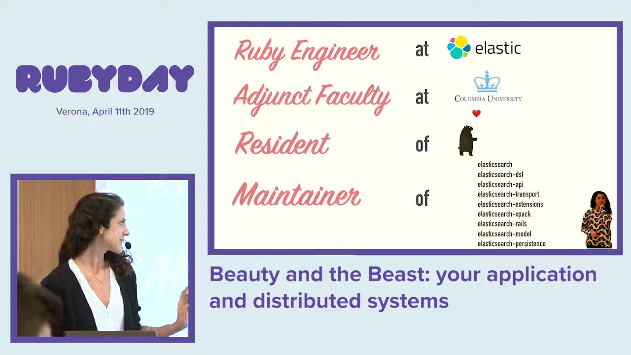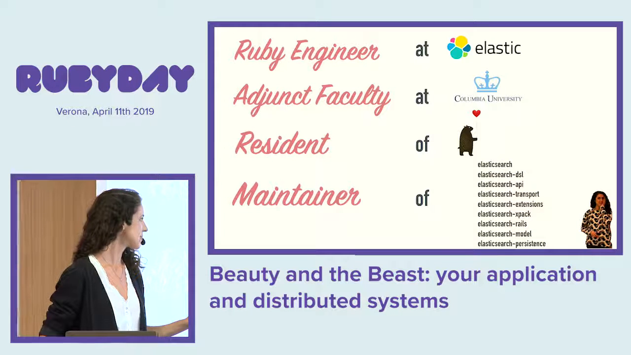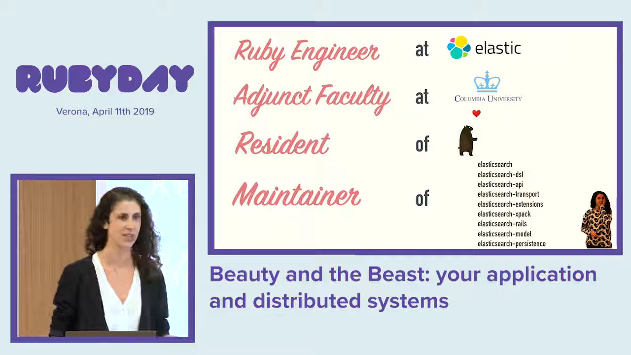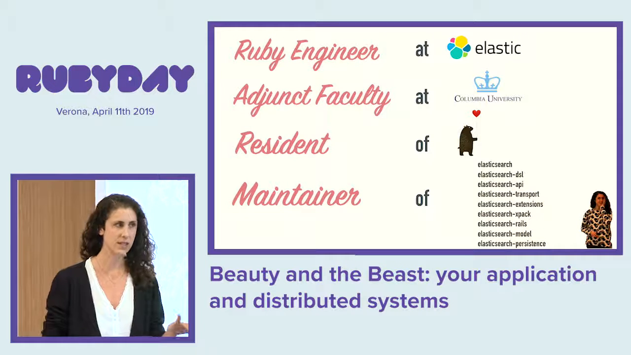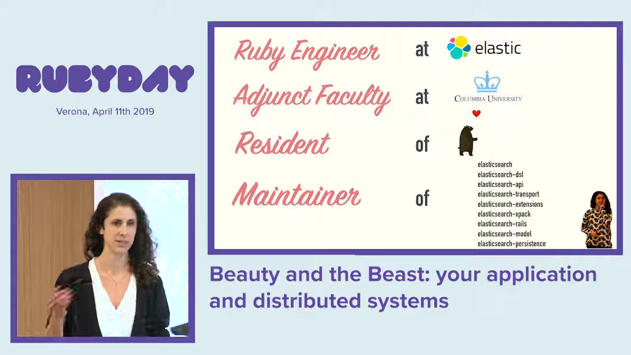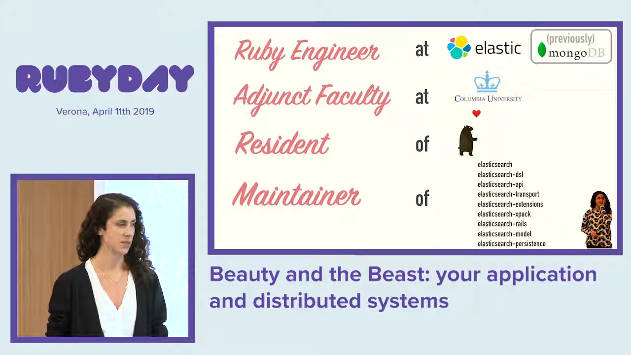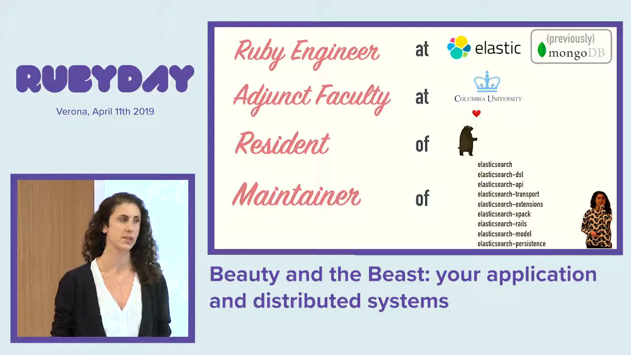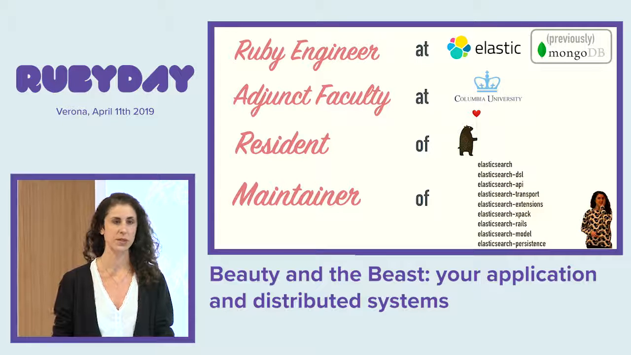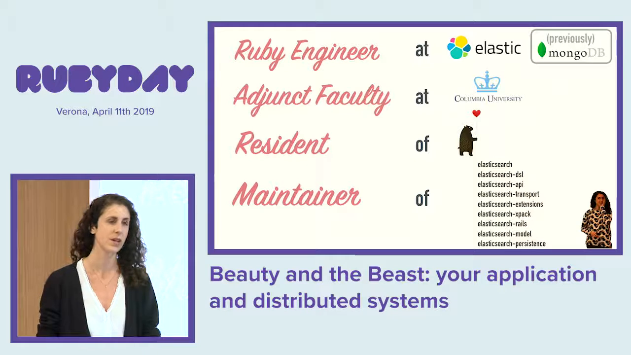And I'm a maintainer of these gems. They're all pretty much to do with Elasticsearch. They're divided into 2 different categories. Some of them have to do with using pure Ruby with Elasticsearch, and then some of them have to do with having Elasticsearch be integrated into your Rails application. And I put this little bubble here because previously I worked at MongoDB, and that's relevant for this talk because I worked at MongoDB for 6 years, where I co-wrote the Ruby driver and maintained Mongoid.